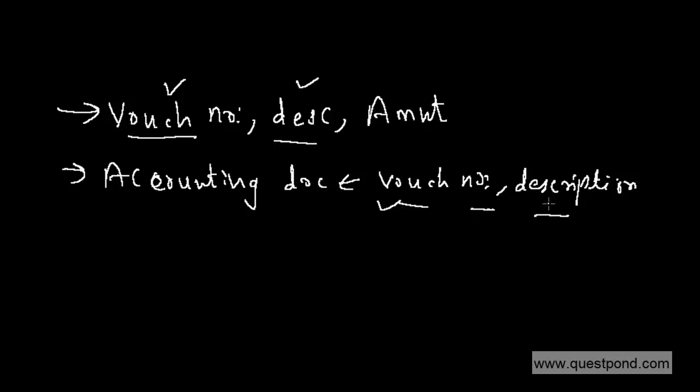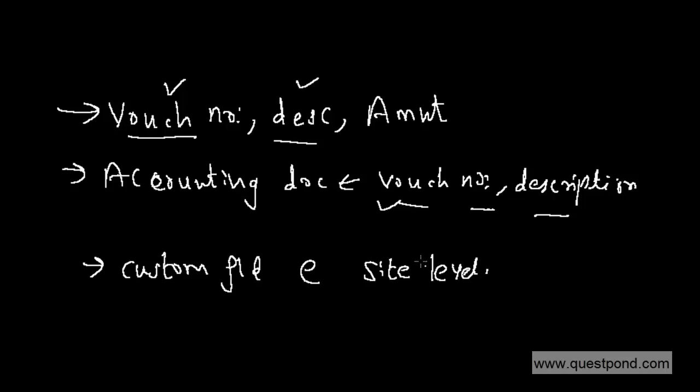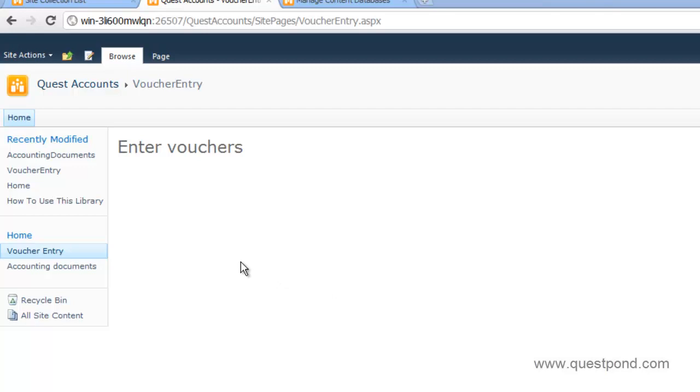So we have to create a custom field, but those custom fields we should be able to share across the site, right? So that's where we are going to create a custom field at site level and then reuse these custom fields. Okay, so let's go ahead, first create this custom field at the site level, and then we'll attach the custom fields to the relevant list. So let's first go and create two custom fields, that is voucher number and voucher description, at the site level so that we can reuse them.